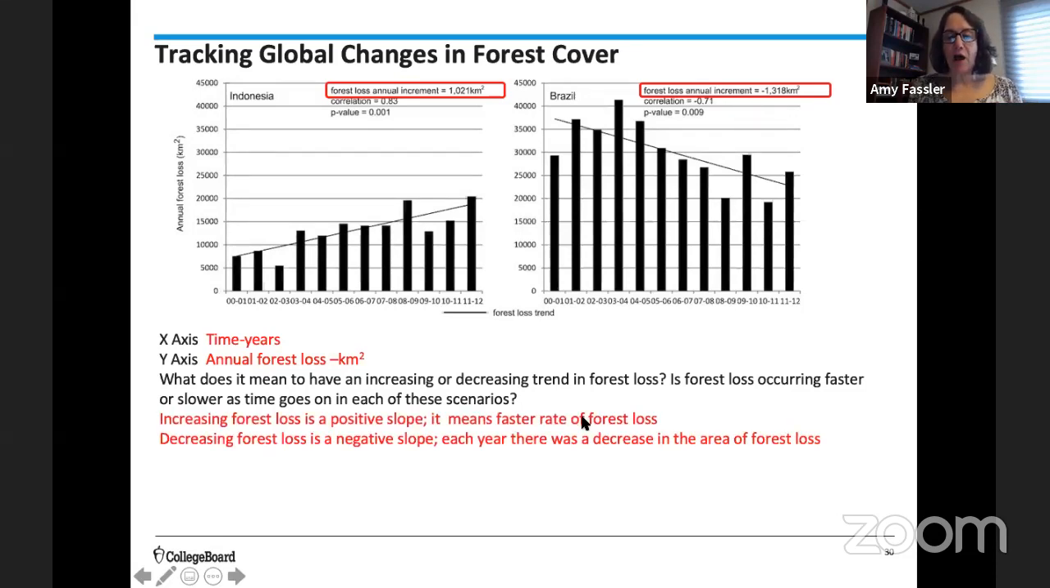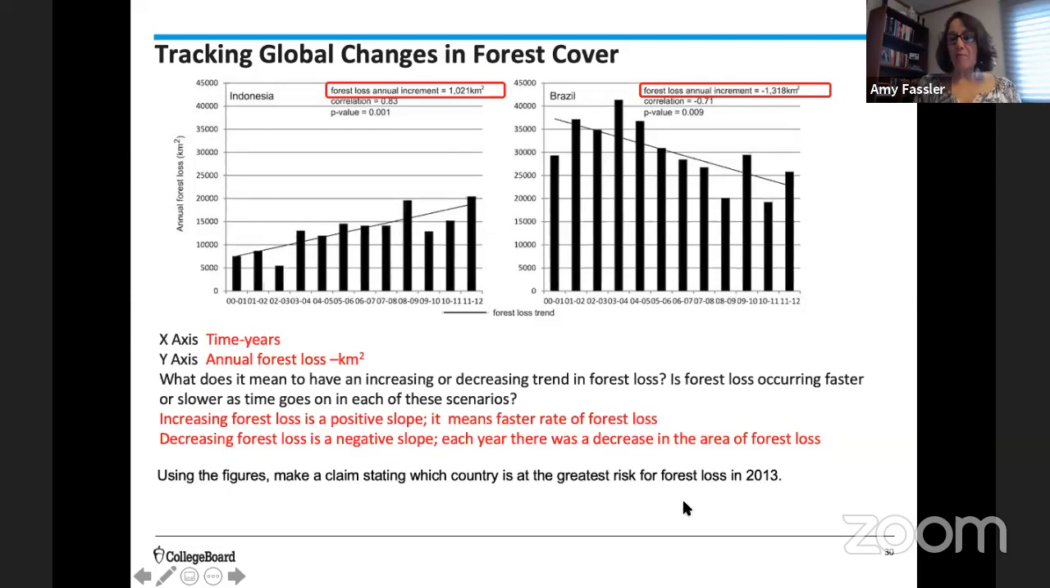So let's see if we can make a statement that answers this. Increasing forest loss is a positive slope. It means there's a faster rate of forest loss. Whereas the decreasing forest loss, that negative slope, says that each year there is a decrease in the area of forest loss. If I just quickly glanced at these graphs, I might say, oh, Indonesia is seeing an increase in forest land and Brazil is seeing a decrease, but it's looking at forest loss.